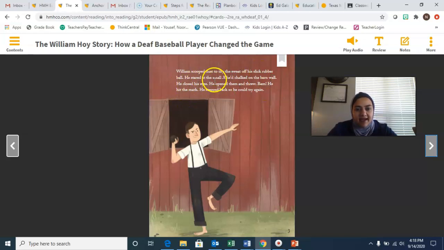William scooped dust to dry the sweat off his slick rubber ball. He stared at the small X he'd chalked on the barn wall. He closed his eyes, he opened them, and threw. Bam! He hit the mark. He stepped back so he could try again.